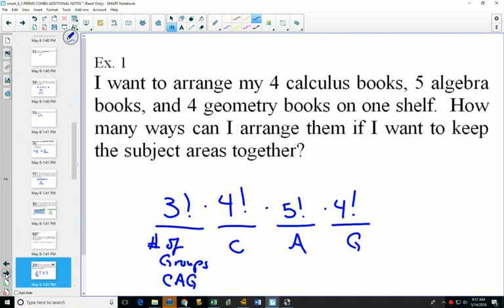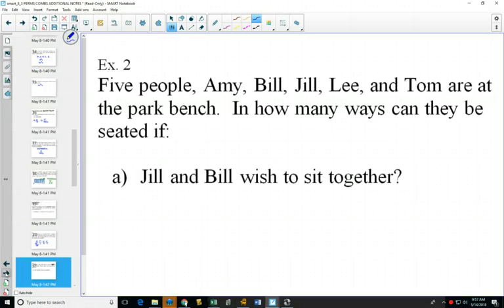And one of the questions we ran into while you guys were working up on the whiteboards yesterday was a grouping strategy one, but I hadn't taught you grouping yet. Some of you came up with different ways of counting it, which was great, but now you're going to be able to see how you could count it using the grouping strategy. So here's our next example. We got 5 people, Amy, Bill, Jill, Lee, and Tom, sitting on a park bench. And it's springtime, and Jill and Bill want to sit together. So it's a grouping strategy because now we want to group Jill and Bill together.